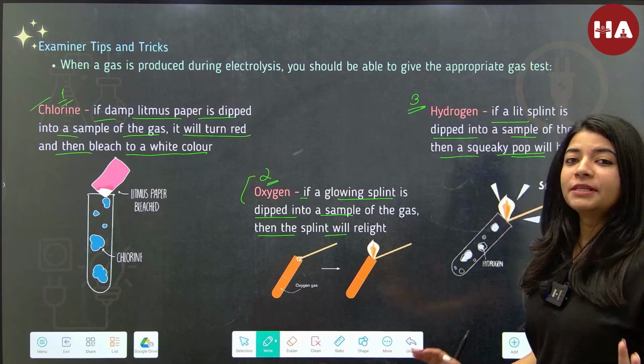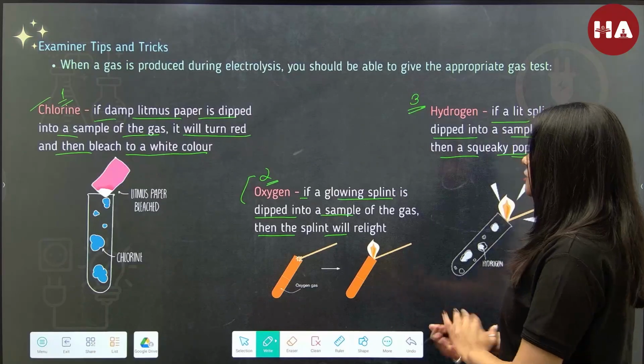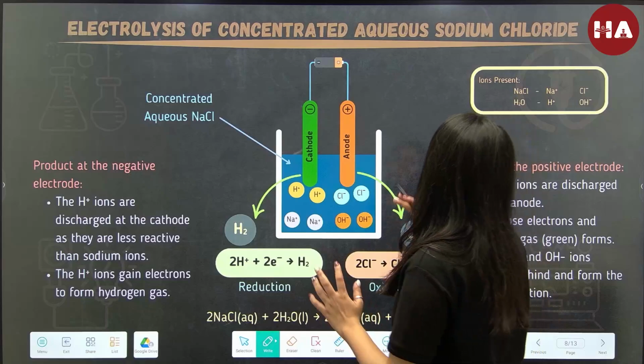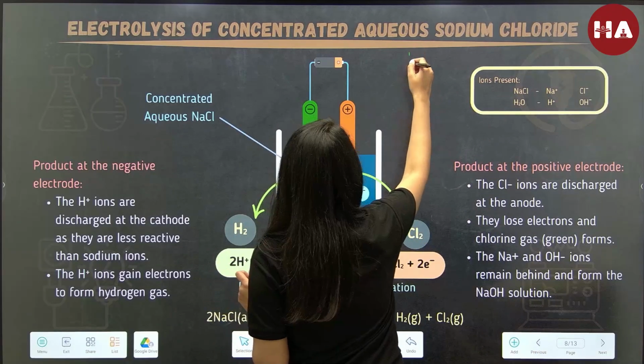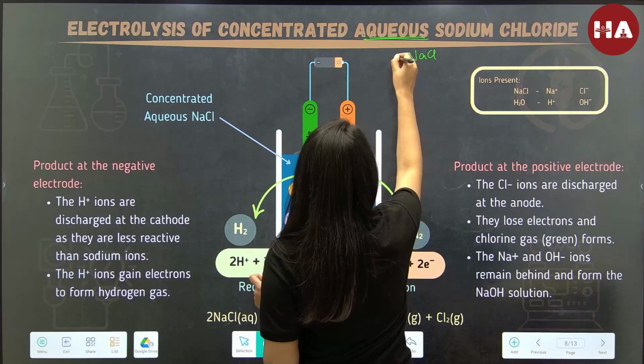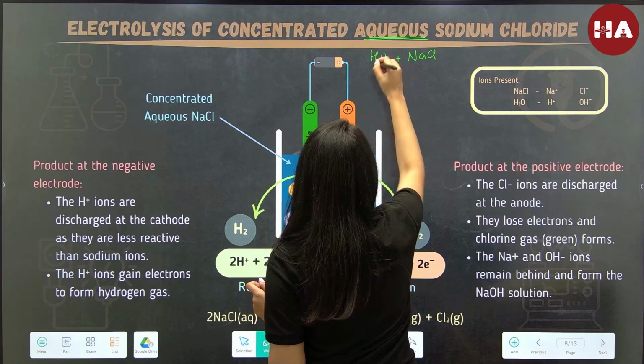I hope this is clear. Now let's move on to the next topic. Here we are going to discuss the electrolysis of concentrated sodium chloride. What is sodium chloride? It is NaCl. And because it is aqueous, it means it is dissolved in water, which is H2O.